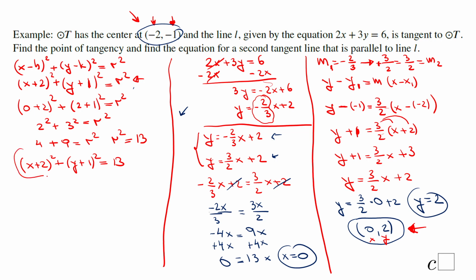Now there is one more part here which says find the equation for a second tangent line that is parallel to line L. For that, if you want to use an algebraic process, that will take a little bit of time. You're going to take this point and the center and find the other point using the midpoint formula, and this is the other endpoint, and then the slope is going to be the same, 2/3.